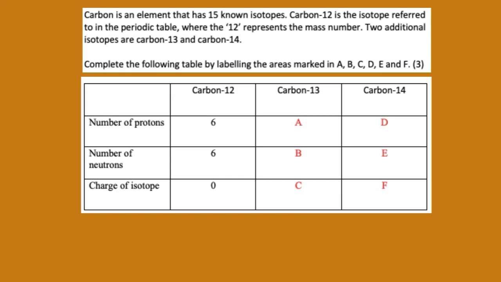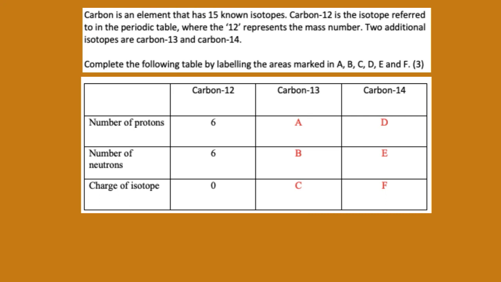Carbon is an element that has 15 known isotopes. Carbon-12 is the isotope referred to in the periodic table, where the 12 represents the mass number. Two additional isotopes are carbon-13 and carbon-14. Complete the following table by labeling the areas marked as A, B, C, D, E, and F for 3 marks.